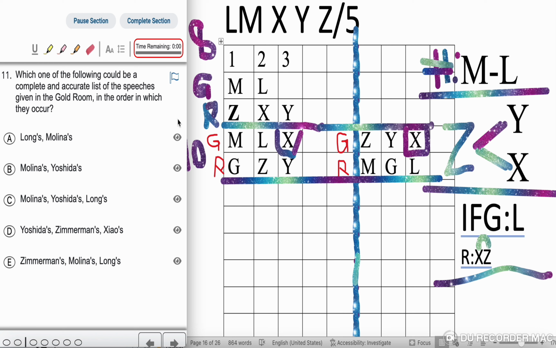M before L. So go ahead and eliminate choice A because it has L before M. The conditions say M has to be in the same box as L, so we don't see L here. So go ahead and eliminate choice B. M is before L, and M is in the same box as L. So this is okay for now.